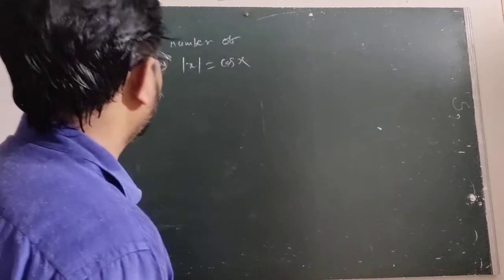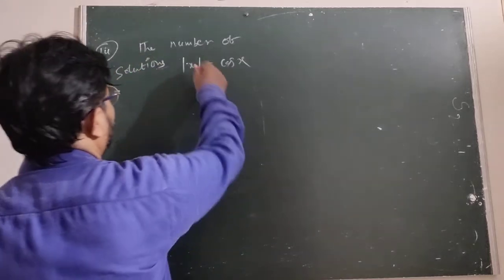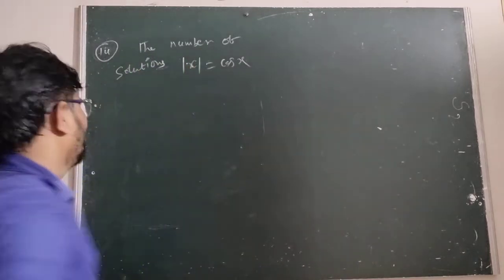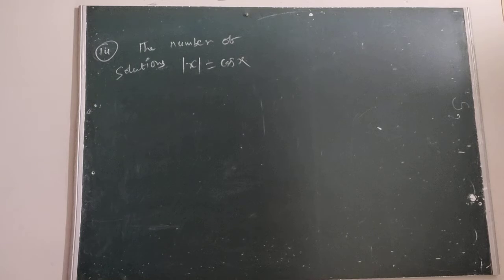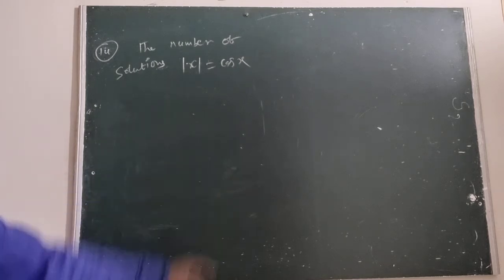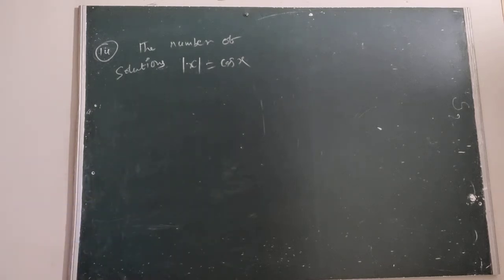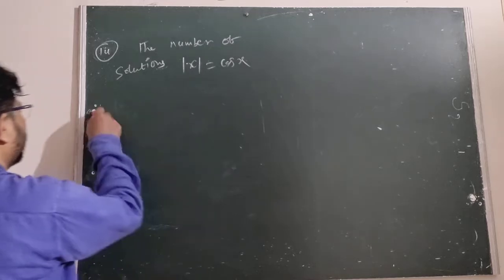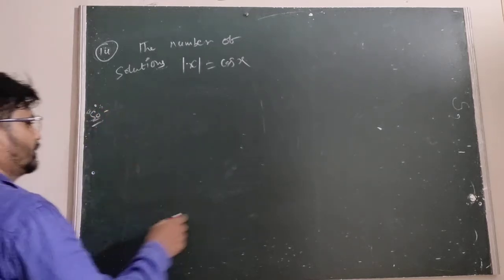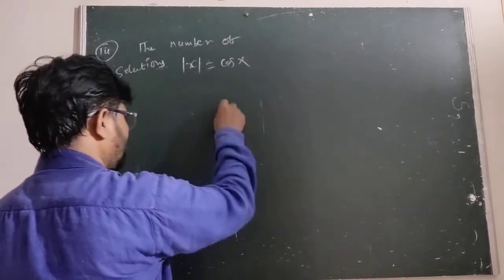The number of solutions of |x| = cos x. The number of solutions, that means roots. The number of roots of |x| = cos x. Therefore, here, listen to all of you carefully.